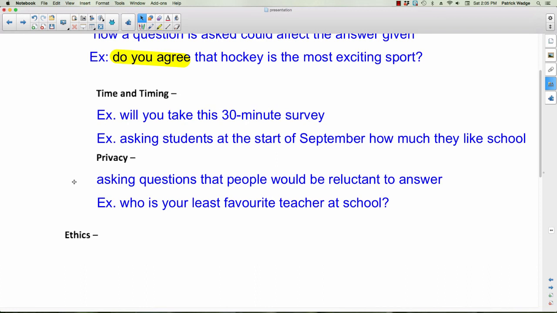And even if I wasn't their least favorite teacher, maybe they don't want to say anyone else either. They're like, well, I don't want to tell this guy who my least favorite teacher is. He'll probably go blab in the lunchroom. Next thing I know, I'm not going to name any names, but Mr. Edwards, who I don't think we have at our school, do we? Mr. Edwards, imaginary Mr. Edwards, is going to be all grumpy at me in class and give me a bad mark. So we shouldn't ask questions that are going to make people uncomfortable or make them unlikely to answer them.